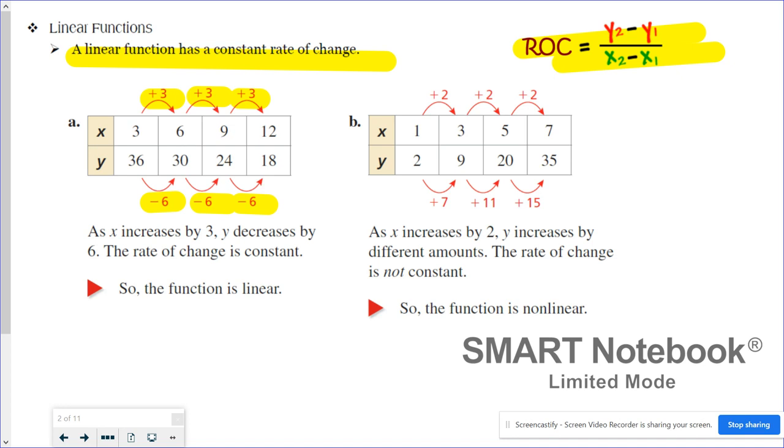Whereas the table on the right, we can see that the x values are increasing by 2, but the y values are increasing by 7, and then they're increasing by 11, and then they're increasing by 15. So there's not a constant rate of change there, okay? But linear functions have a constant rate of change. So I can look for this constant pattern with the x's and the y's, or I can calculate two average rates of change, and if they're the same, then my function is linear.